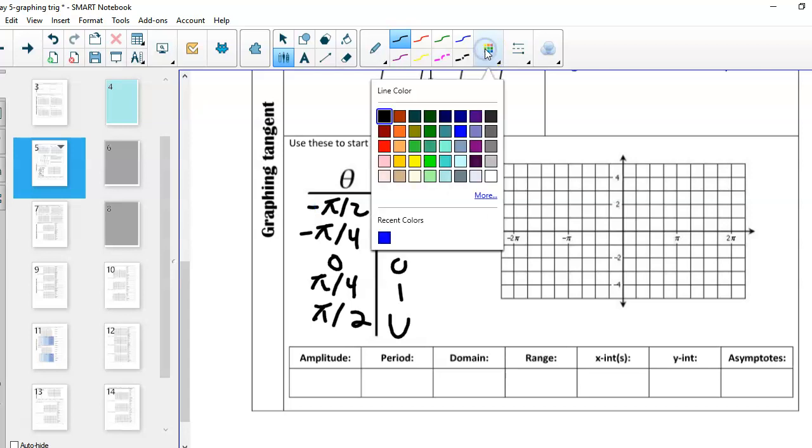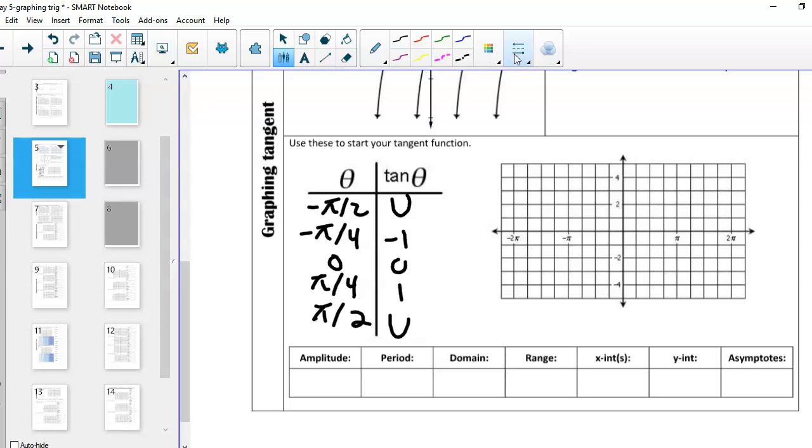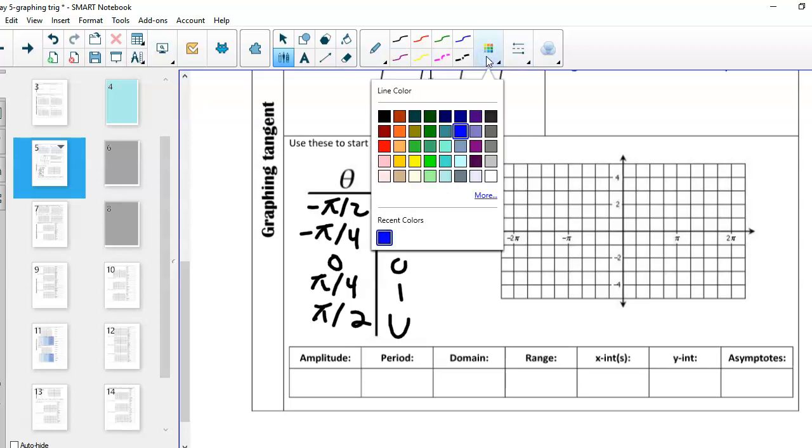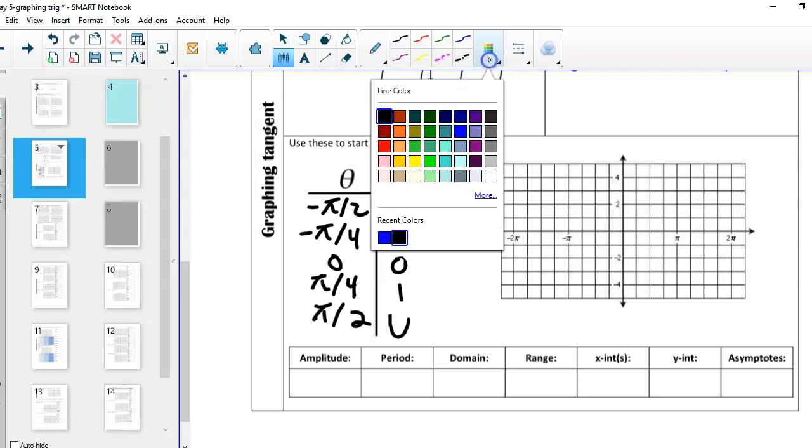That's as far as we got last class, so we're going to start there. Is that a U or U? U, 0, U. Oh, no. So we're going to actually graph this now.